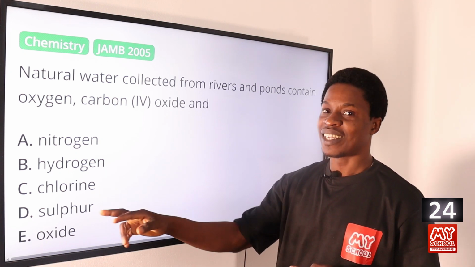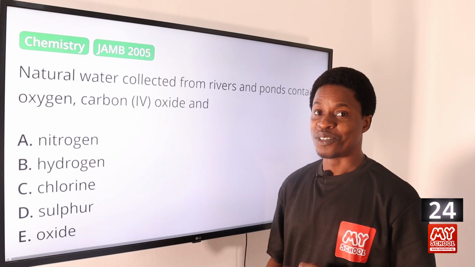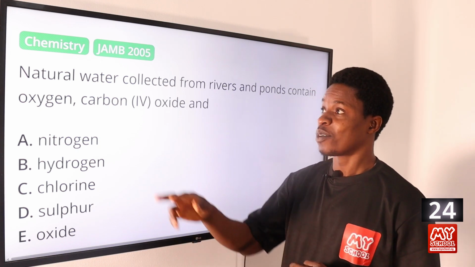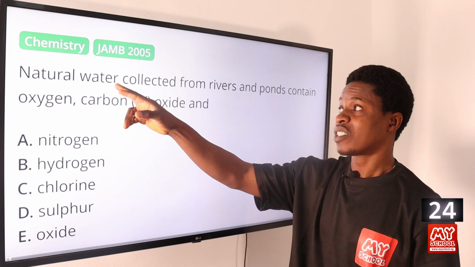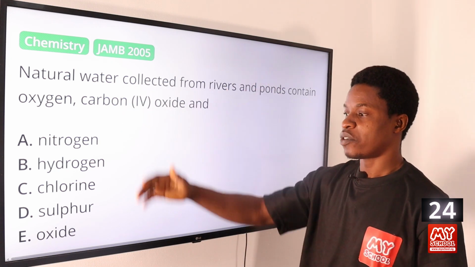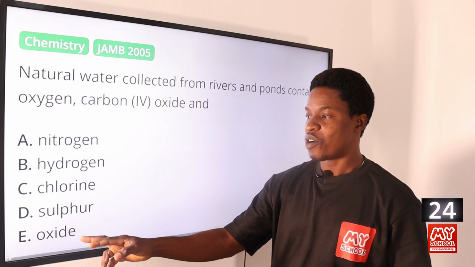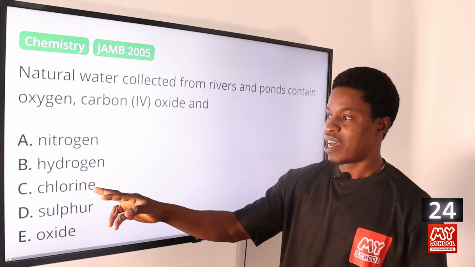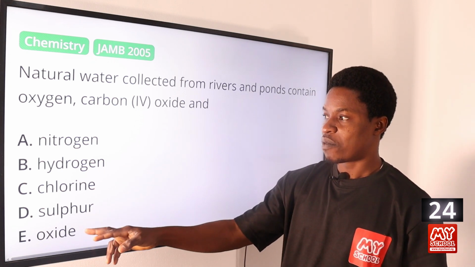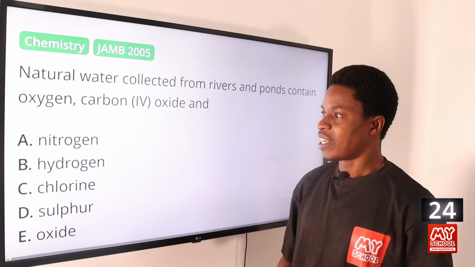Of course, if we have chlorine, it is going to kill those oxygens that we have there. But we're talking about natural water that is collected from rivers and ponds. We have sulfur, oxide, hydrogen, chlorine. So, nitrogen, let's look at nitrogen.